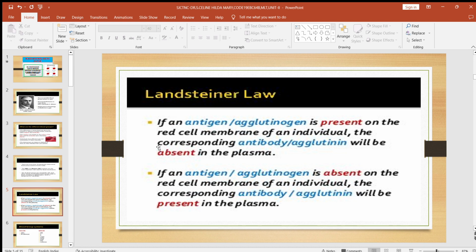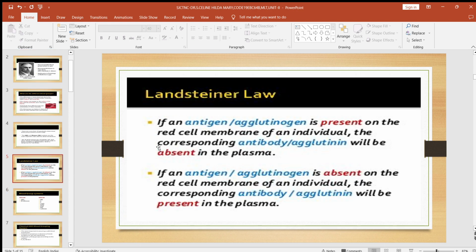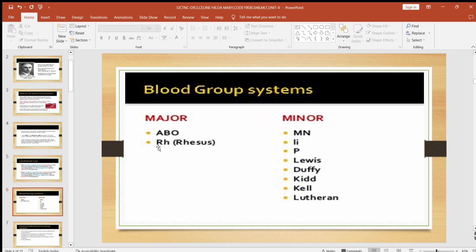Landsteiner's law: if an antigen or agglutinogen is present on the red blood cells of an individual, the corresponding antibody or agglutinin will be absent in the plasma. If an antigen or agglutinogen is absent on the red cell membrane of an individual, the corresponding antibody or agglutinin will be present in the plasma. That is the Landsteiner law about blood grouping.